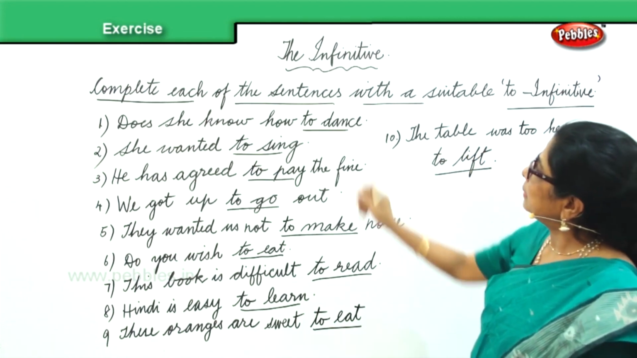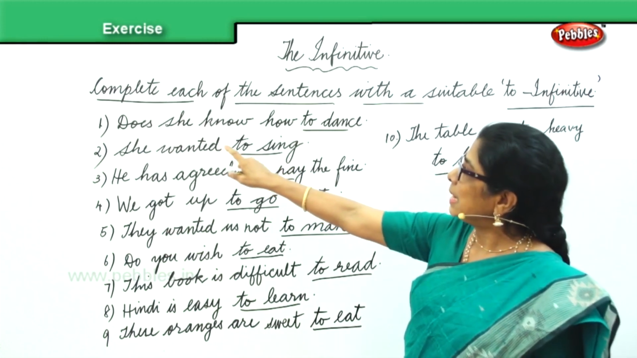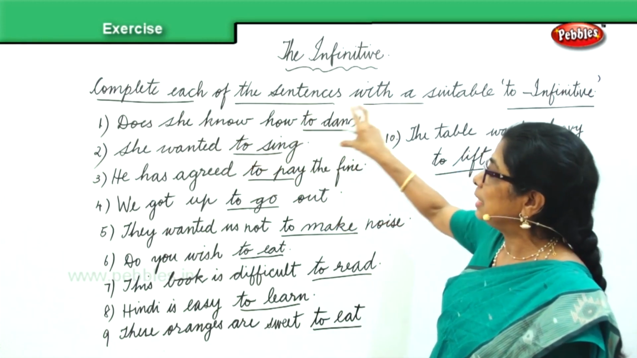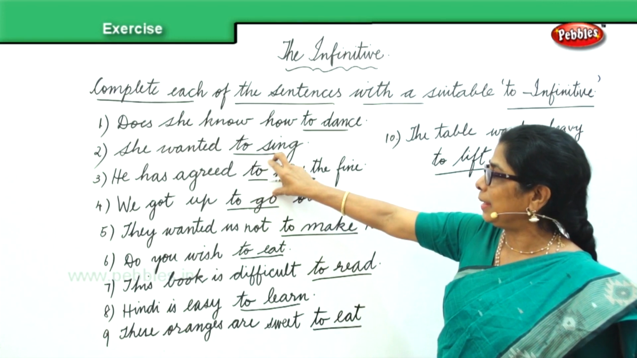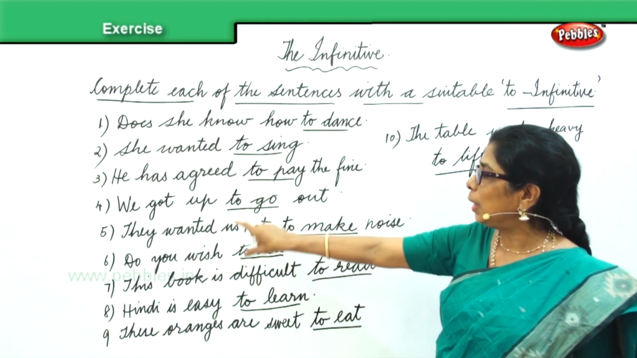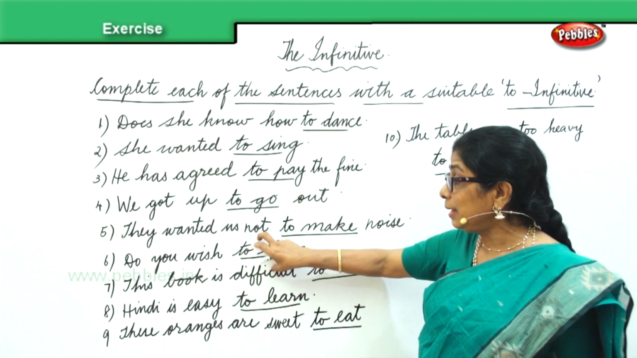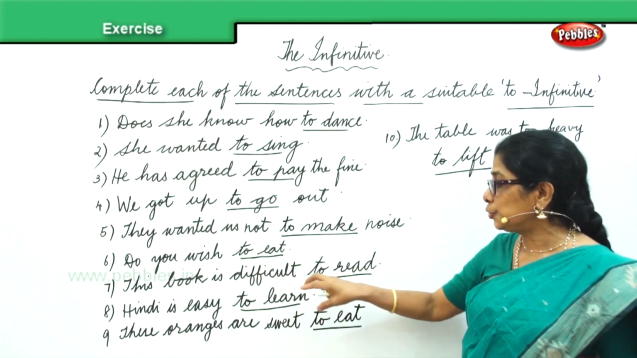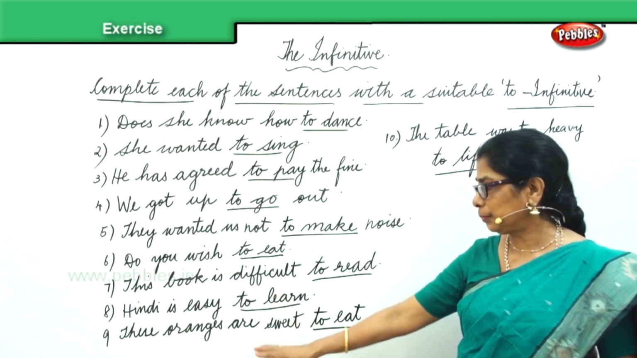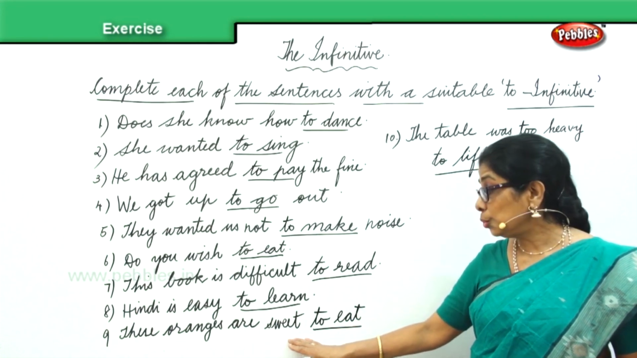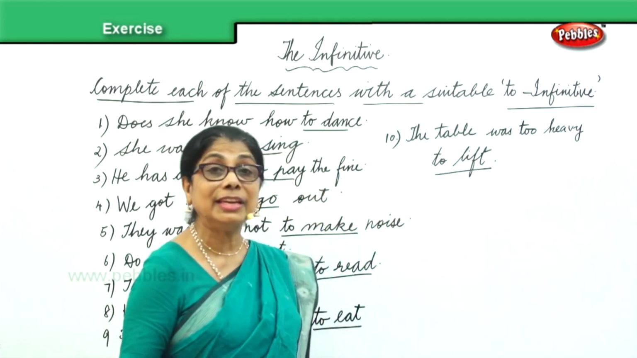Now, complete the sentences with the suitable to infinitive. Here we have, does she know how to dance? She wanted to sing. He has agreed to pay. We got up to go. They wanted us not to make. Do you wish to eat? This book is too difficult to read. Hindi is easy to learn. These oranges are sweet to eat. The table is too heavy to lift.